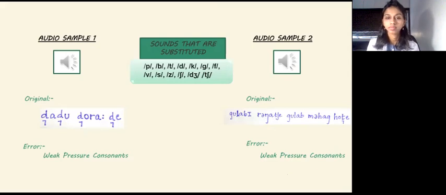Sample 2. Target sentence. गुलाबी रंगाचे गुलाब महाग होते. गुलाबी Rabi. रंगाचे Ramate. गुलाब महाग होते.